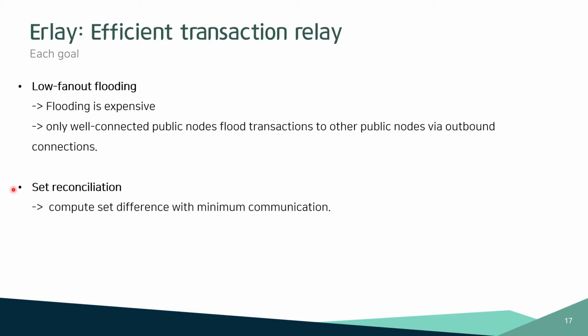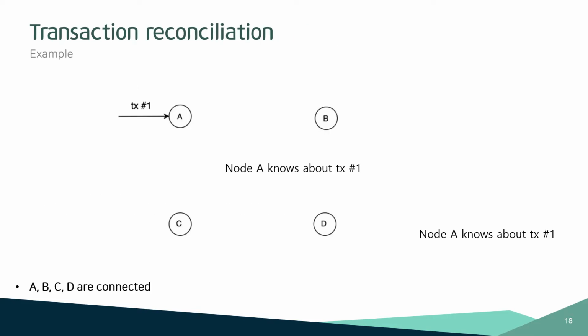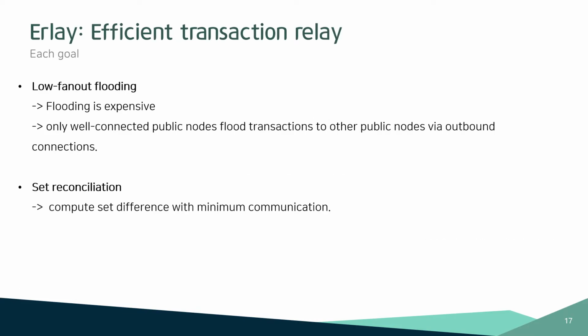First, low fan-out flooding is expensive, so it should be used as efficiently as possible. Therefore, flooding should only be done with 8 well-connected outbound peers, and this means only flooding public nodes that can receive inbound connections. In the case of set reconciliation, the goal is to find the difference between the two sets with a minimum of communication.